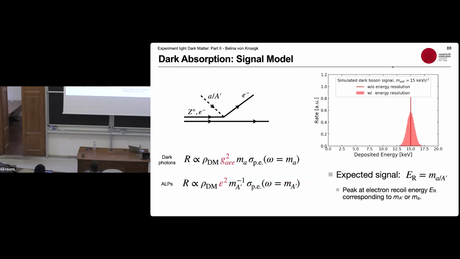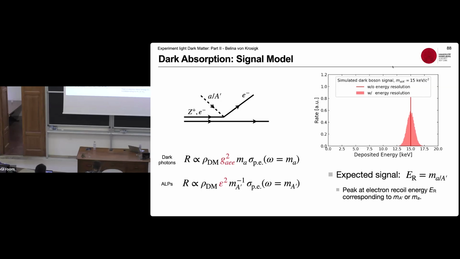So you have deposited energy. If you have a perfect detector, and this is also true for the photoelectric effect, you would get an exact line at the position of the incoming photon. So if you have a 15 keV photon causing the photoelectric effect, you would observe an electron with an energy of 15 keV. If this is not a photon but a dark boson, it is in the end the mass energy, like I said. So if you have a 15 keV peak in your spectrum, then it would refer to a 15 keV mass dark boson. And the widening, of course, just comes from detector resolution.